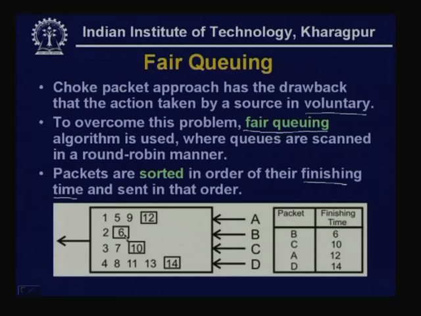For example, 6 is the finishing time for the packet on input line B, then 10 is the finishing time for the packet on input line C, and so on. Now, after finding out the finishing times, the packets are ordered in order of finishing times, that means B, C, A, D. Then the packets are sent in that order: first B is sent, then C is sent, then A is sent, then D is sent. So, this is known as fair queuing. This is based on the queue length.